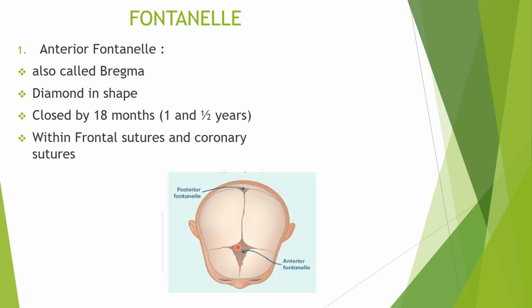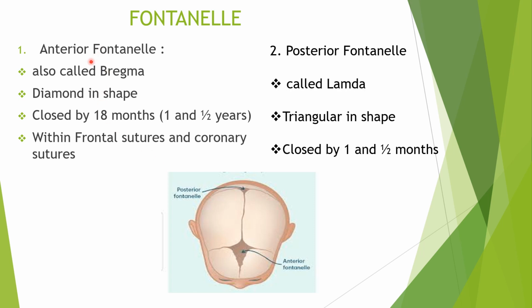You can clearly see this in a child, right? When they are born, it will be very soft, and as the days go by, it becomes harder and harder. So that is called the anterior fontanelle. And the frontal bones and the coronal suture are connected with the anterior fontanelle. The posterior fontanelle, I will explain again. It is also called the lambda, and it is triangular in shape. Keep in mind, triangular shape is posterior and diamond shape is anterior.